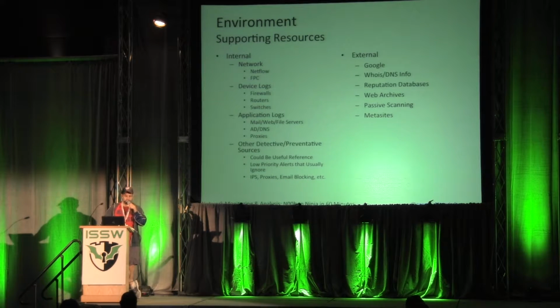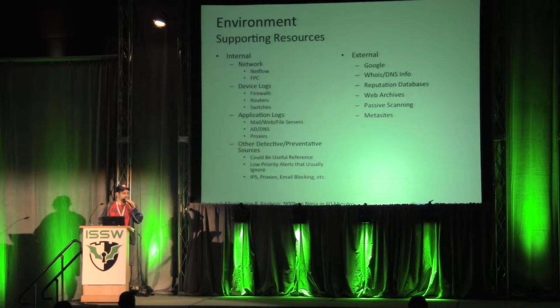And then there are other detective or preventative tools that you may have out there that could be useful as a reference. So maybe by default, for your IDS, you just say, all right, if it's ranked low, then I'm never going to look at it. That just sort of falls off. But maybe you're investigating an alert, and you may want to go back through your IDS alerts and see if there's a low one that was triggered based on that same attack, but you didn't see it because the alert was low. So there's stuff like that you can do.